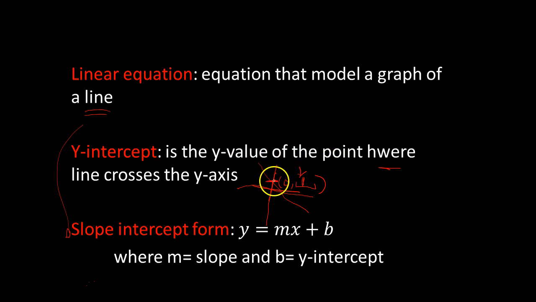So here's my point where it crosses the y-axis, and at this point my x is always 0, so then your y is just going to be the number where it crosses. So the y-intercept is where it crosses the y-axis.